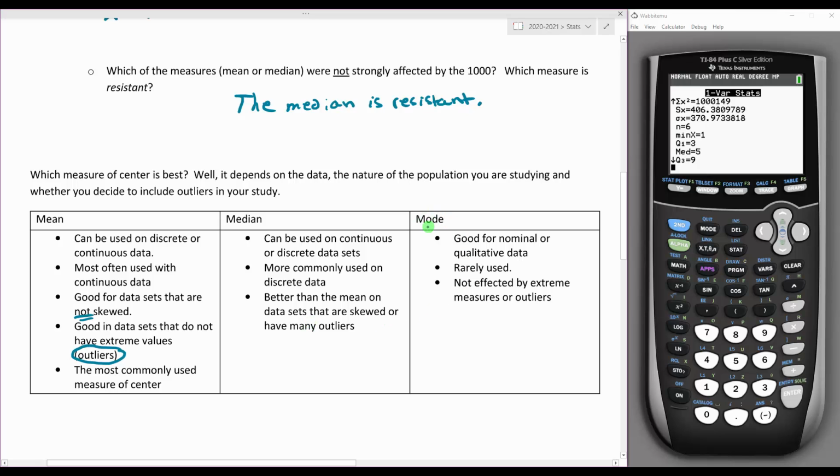The last one here is the mode. We don't really talk about the mode a whole lot because it's rarely used. In fact, the vast majority of the time that the mode is used, it's used for nominal or qualitative data. You know, things like hair color, eye color, race, religion, things like that you would observe that are non-quantitative types of data. However, the mode does have the benefit of being resistant. It is not affected by extreme measures or outliers.